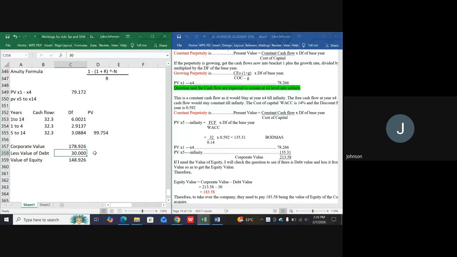Then the next thing we want to do, our value of debt was given to us in the question, which is 30 million. To get our value of equity, we are simply saying this is our corporate value minus our value of debt, and we're going to get this value. So that is how we were able to solve it.